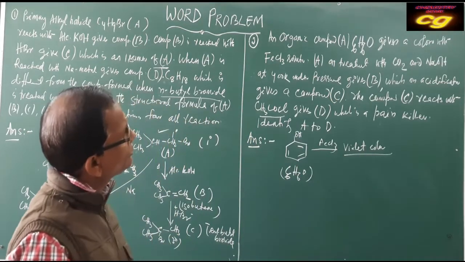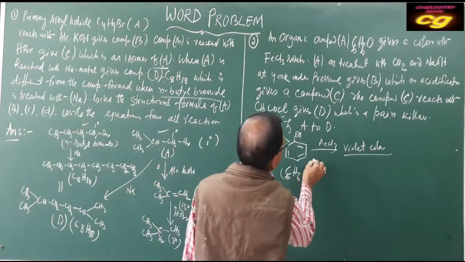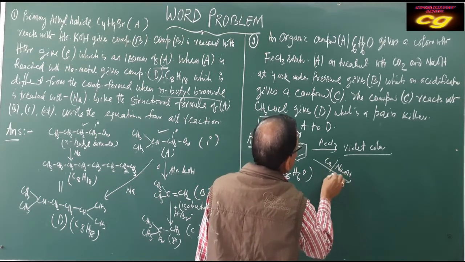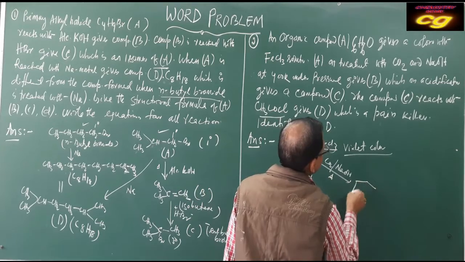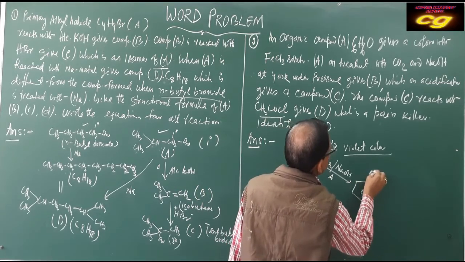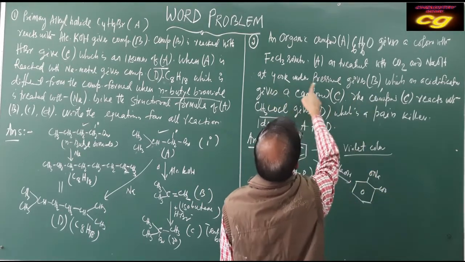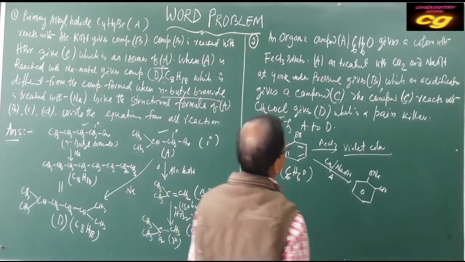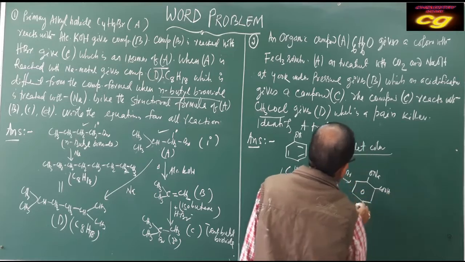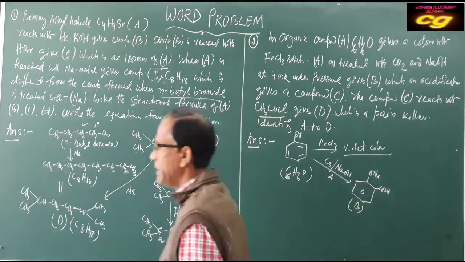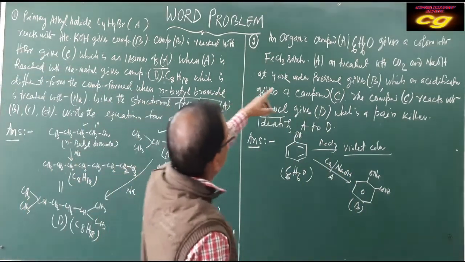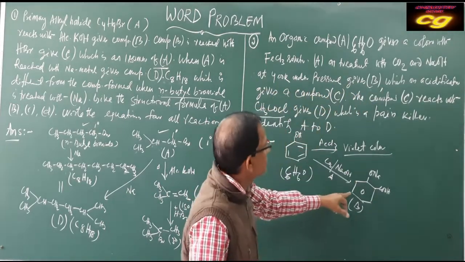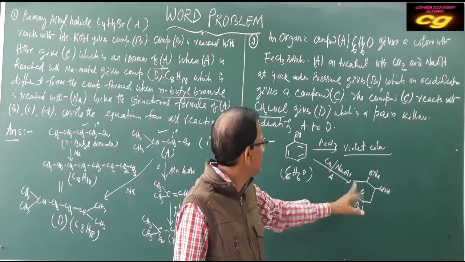And A on treatment with CO2 and NaOH, on heating, the product will be as per the Kolbe reaction, which gives B. This is your B. As per the question, when treated with CO2 and NaOH at 400 K under pressure it gives B. So this is B, formation of the phenolic salt.